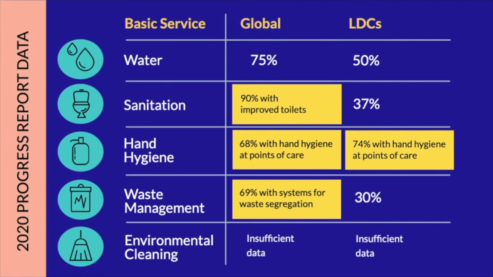For hand hygiene, the only data available, as I mentioned, is hand hygiene at points of care. So 68% globally, and interestingly, 74% in least developed countries. For waste management, we know that 69% of facilities have systems for waste segregation globally, but in least developed countries there is enough data to say that only 30% of facilities meet basic services. And then environmental cleaning: those indicators were brand new across the board, and there's insufficient data either globally or in least developed countries.